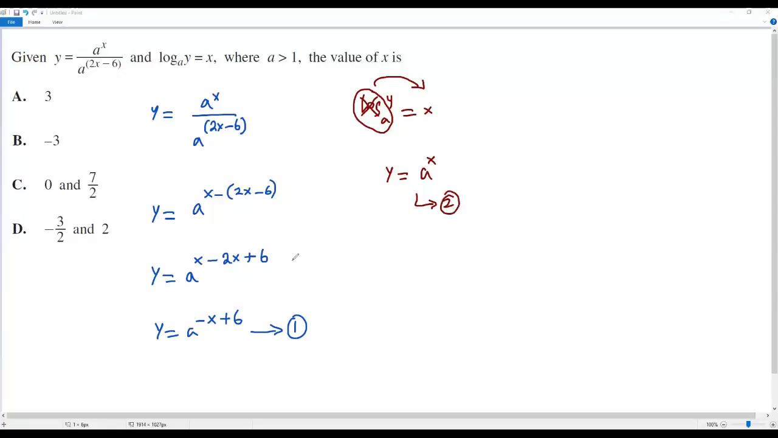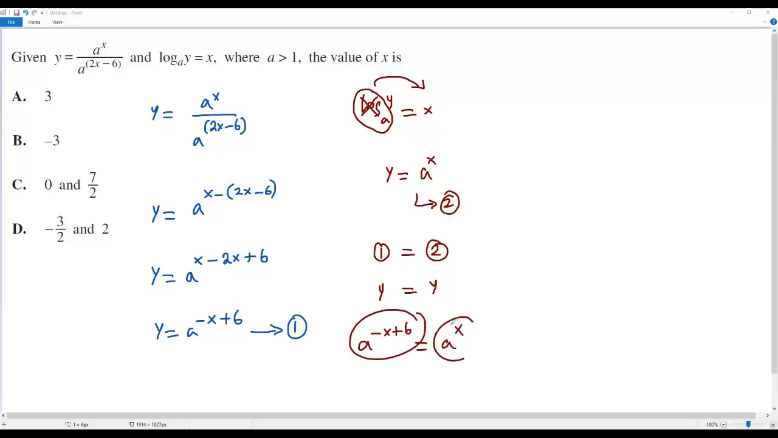Now both the equations are solved for y in terms of x. So now let's set 1 equal to 2. Because both the first equation and the second equation are solved for y, we can set 1 equal to 2. From equation 1, let's take y on the left side, and for equation 2, let's take y on the left side. So we get y equals y. Now for this y, we plug in what we have for y in equation number 1, that is a to the power −x + 6. And for this y, we plug in what y is equal to in equation number 2, that is a to the power x.